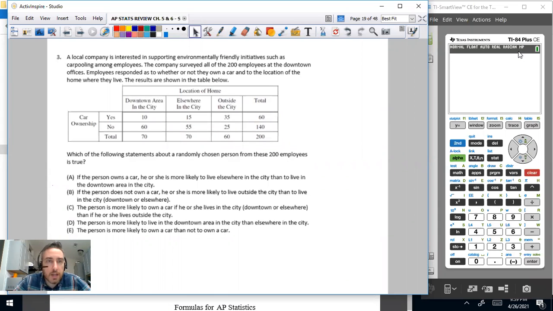Question number 3 is a classic two-way table. It's going to be talking about a lot of conditional probabilities, so this would be a good way to review that.